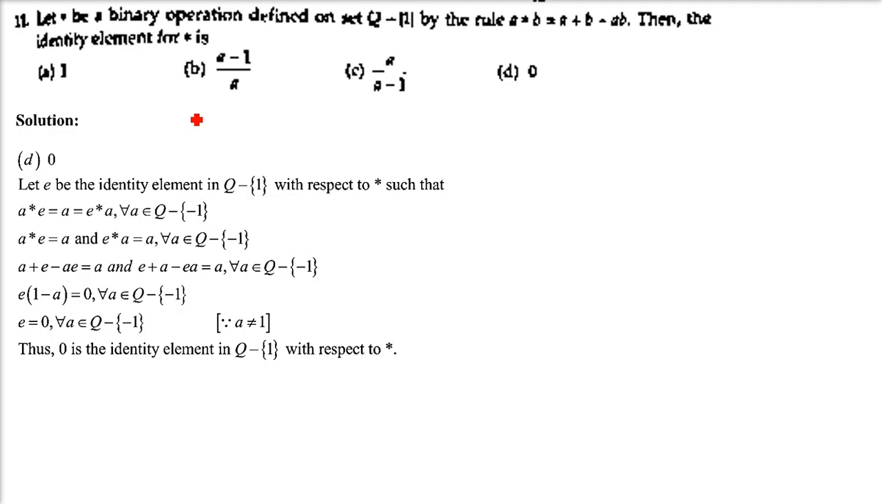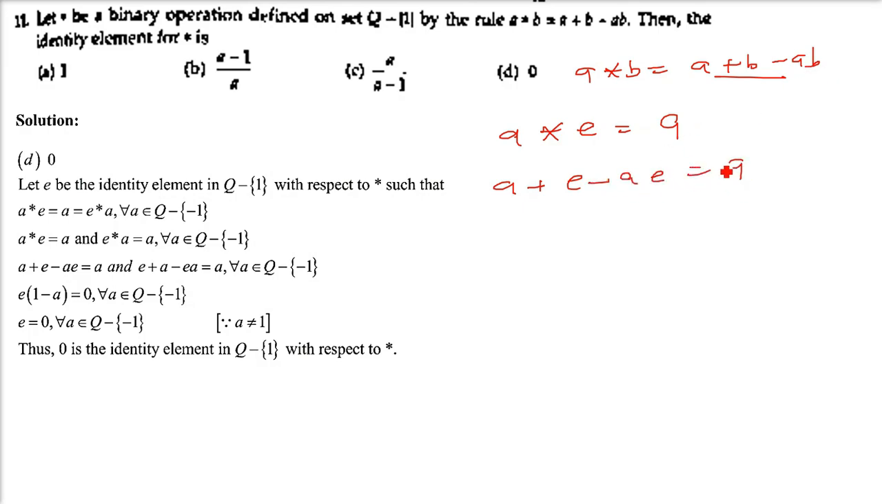Question number 11. Let star be the binary operation defined on the set Q minus 1. That is, you cannot take 1. By the rule a star b equals a plus b minus ab, then the identity element for star is. So a star e is equal to a, because the identity element we have to find out. Just put a as a, b as e. And this has to be equal to a.